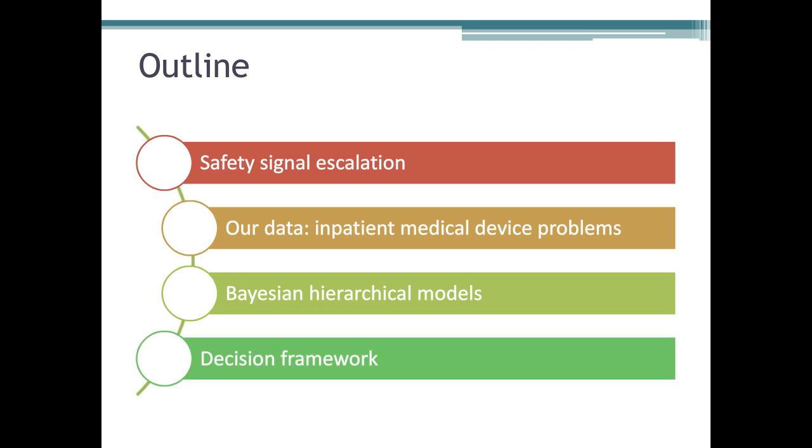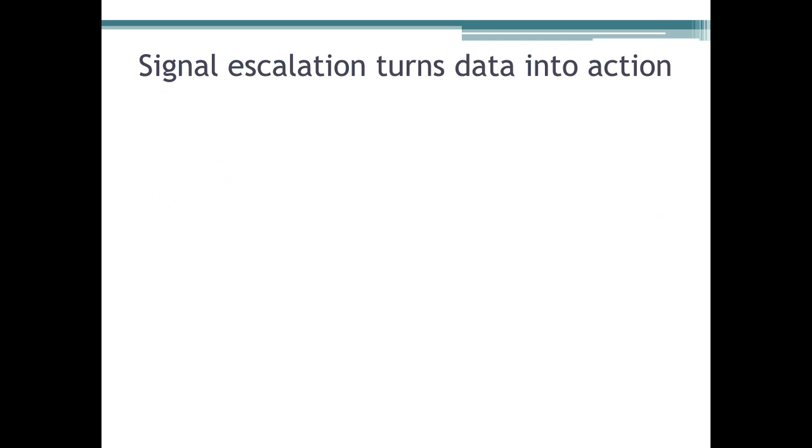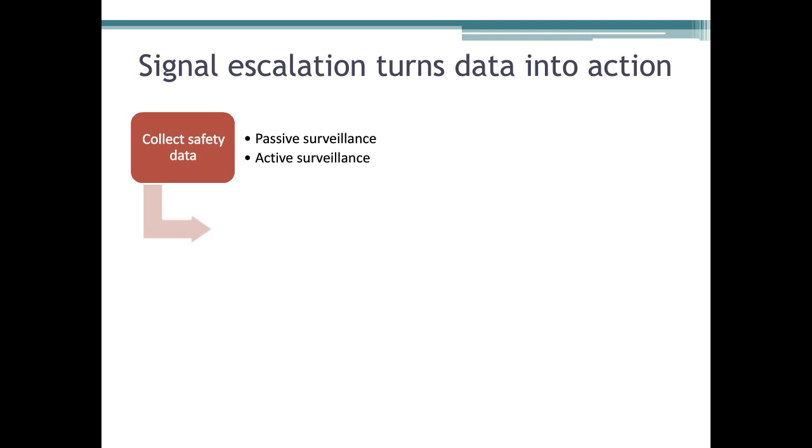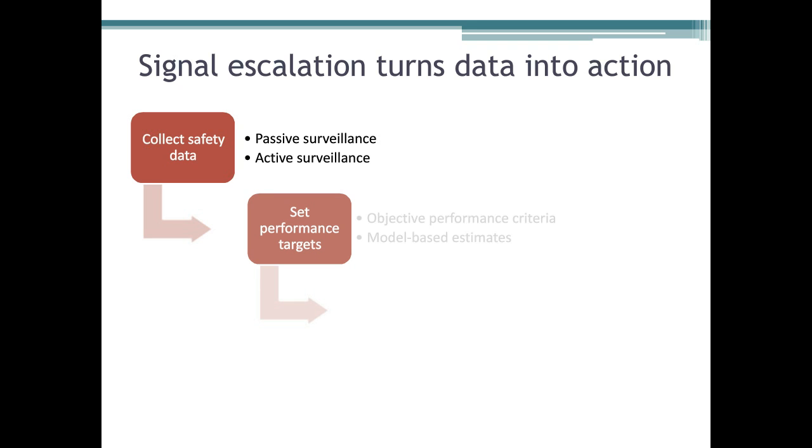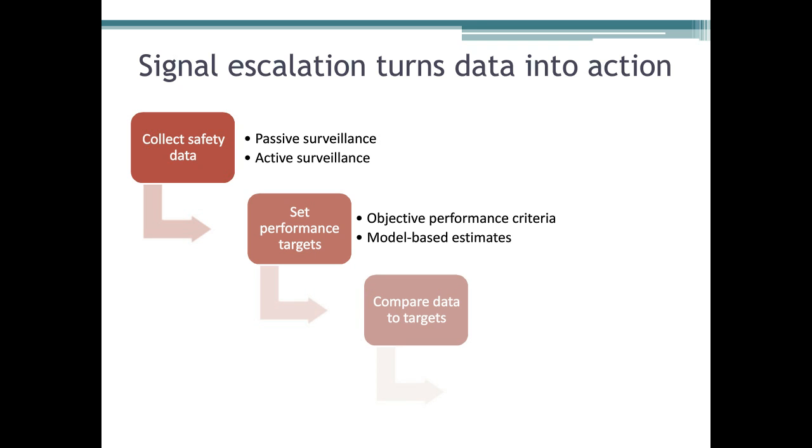So signals escalation essentially turns data or evidence into actions. You collect some safety data either through passive or active surveillance. You set some performance targets for how you hope that the actors in your system will behave on these measures that you're collecting. Could be things like model-based estimates as in my framework, or you could have objective performance goals. Then you compare the data that come in to those targets, and you measure some distance between those. Are you performing at expectations, below expectations, above expectations? There are many ways you could measure that.